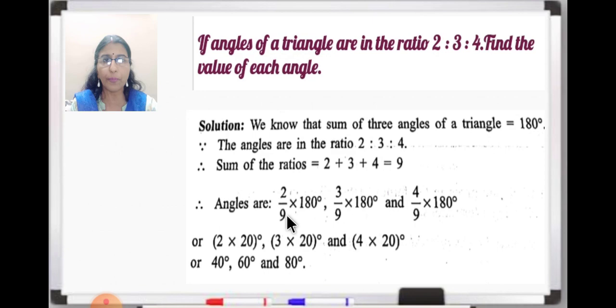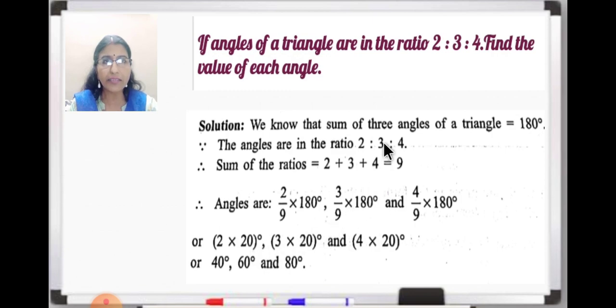So we'll write 2 upon 9 into the total sum of all the angles of a triangle, which is 180 degree. So here we will write 180 degree. So 2 upon 9 into 180 degree. And then you know what to do. We are going to reduce this. So when you reduce this, what you will get? 20 degree. Here it's written.